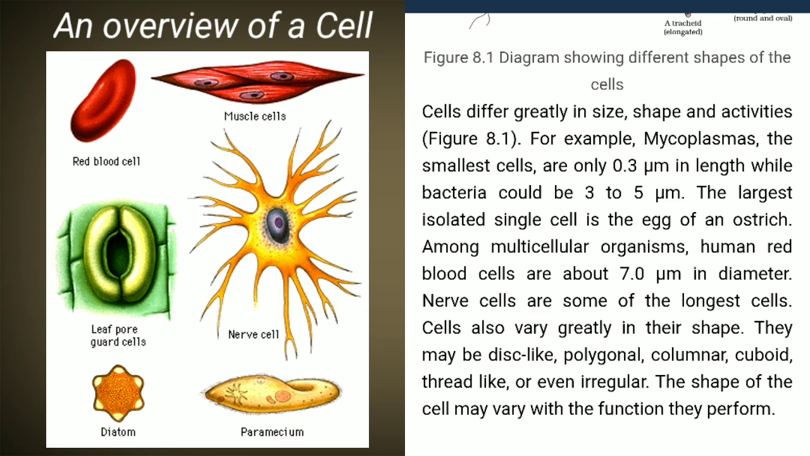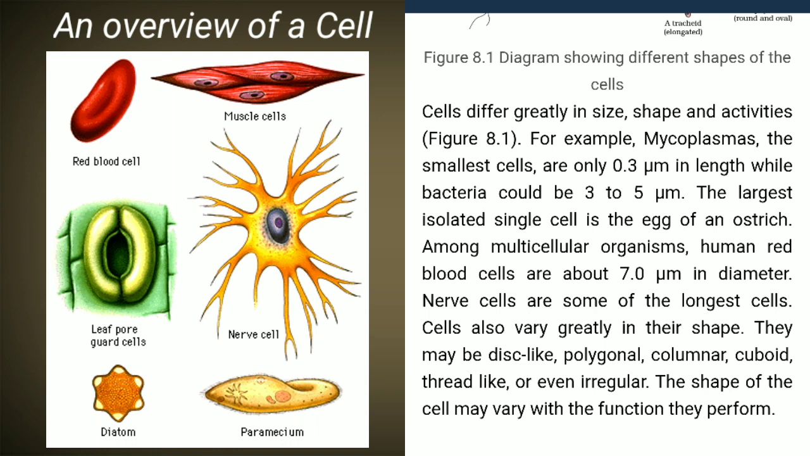Cells may be disc-like, polygonal, columnar, cuboidal, amoeboidal, thread-like, or irregular. For example, the human RBC is biconcave in shape. Similarly, nerve cells are polygonal in one part, and the other part is like a thread.